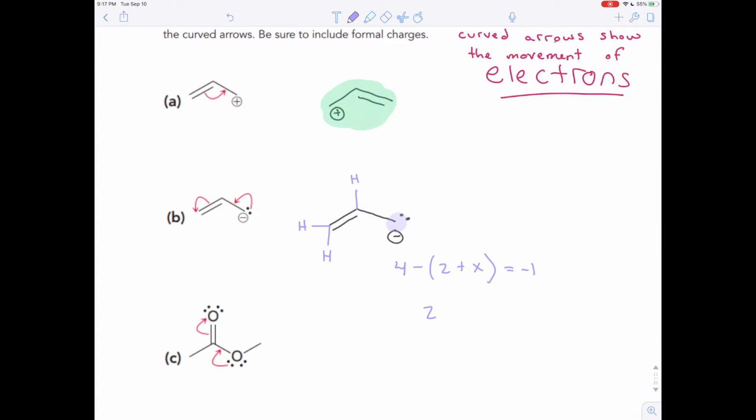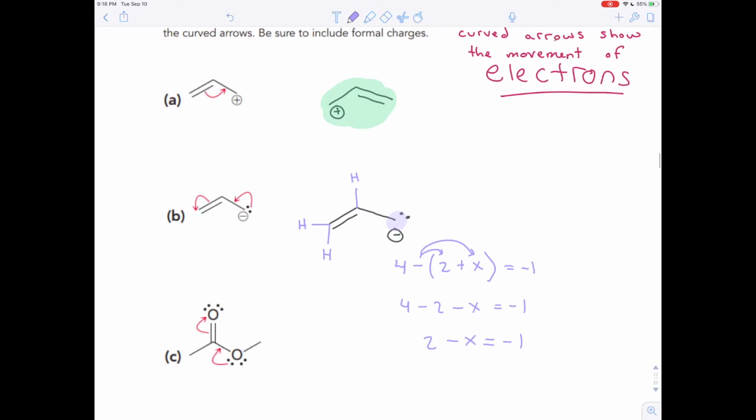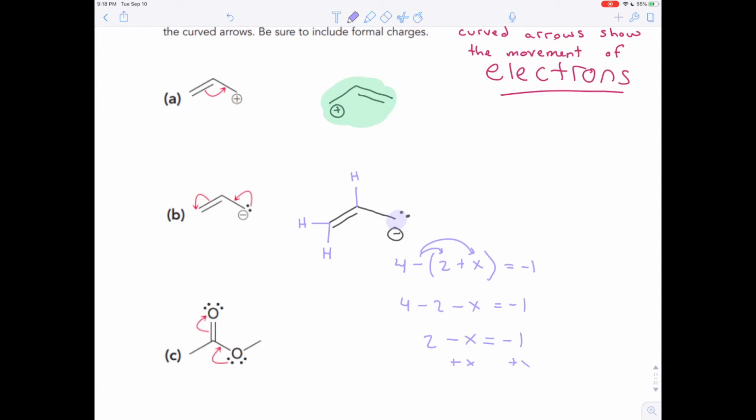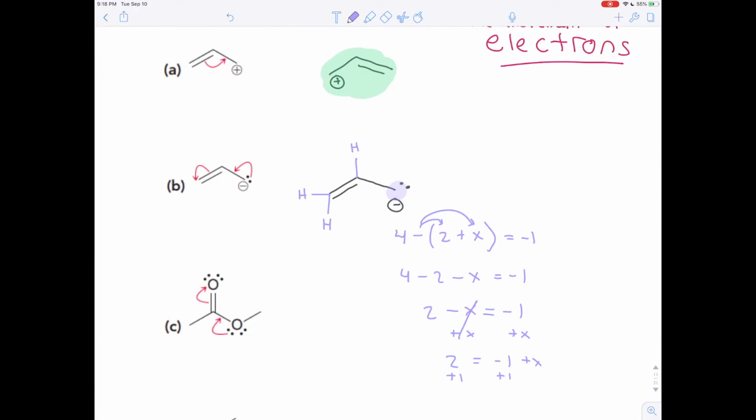So then it's 4 minus each of these things. If you distribute this negative charge, it's 4 minus 2 minus x equals -1. So 4 minus 2 is 2, minus x equals -1. And if you do the algebra here, add x to both sides, cancels on the left, you have 2 equals -1 plus x. You add 1 to both sides, and it cancels on the right, and so x equals 3. Okay, so we need 3 bonds.